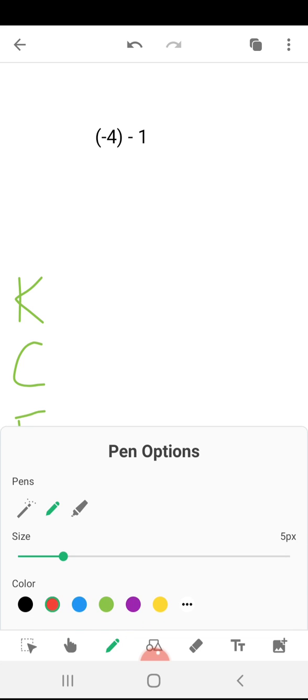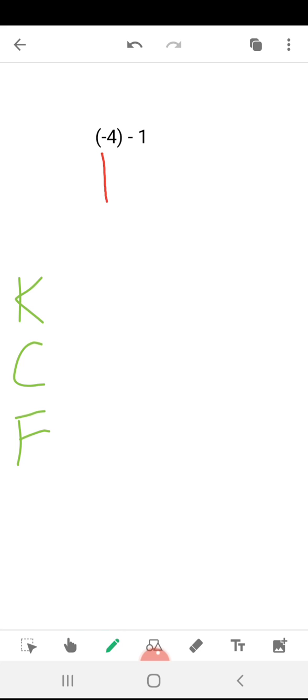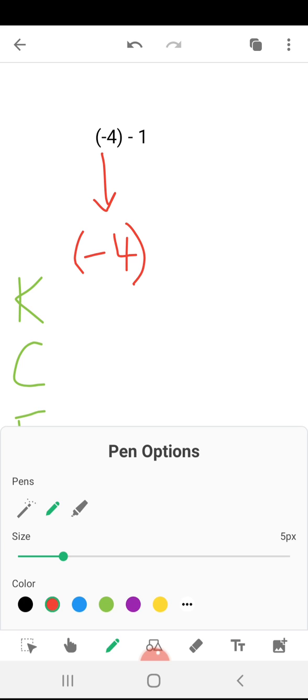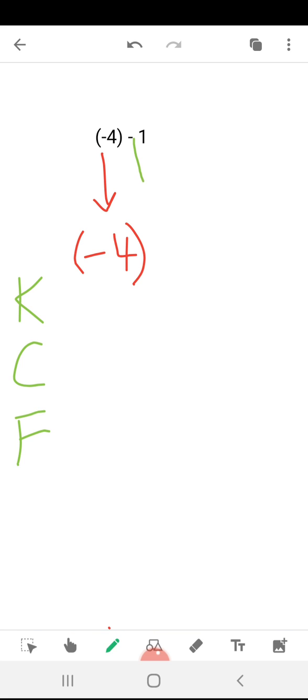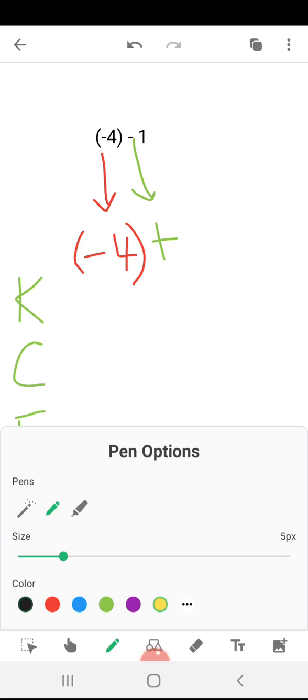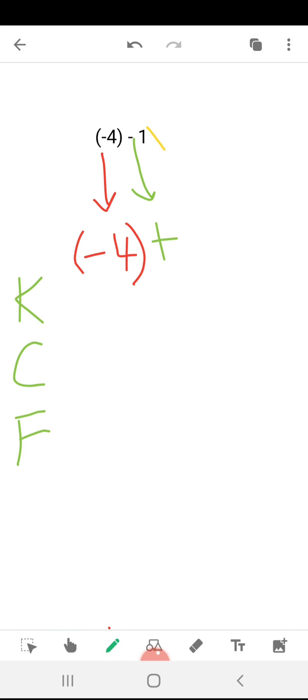Alright, so remember now we keep the first integer. In this case, our first integer is negative 4. And then we're going to change the subtraction sign to addition. And then lastly, we're going to flip the last integer, which is a positive 1 here. So we're going to flip it to negative.